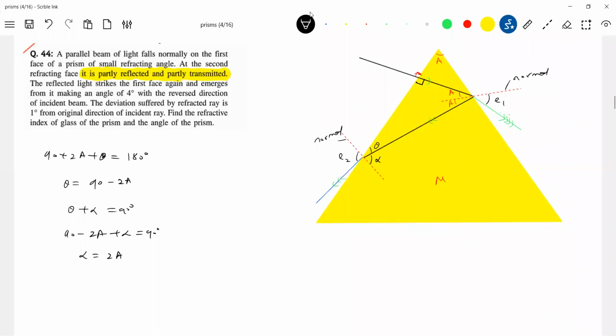Now what is the deviation? It's telling us something. There's a refracted ray and a reflected ray. What is the deviation suffered by the refracted ray? For the refracted ray, the deviation at the first surface should be equal to E1 minus alpha. This deviation is 1 degree. The reflected ray strikes the face again and emerges from it, making an angle of 4 degrees. So E2 should be 4 degrees, no? That was a given.